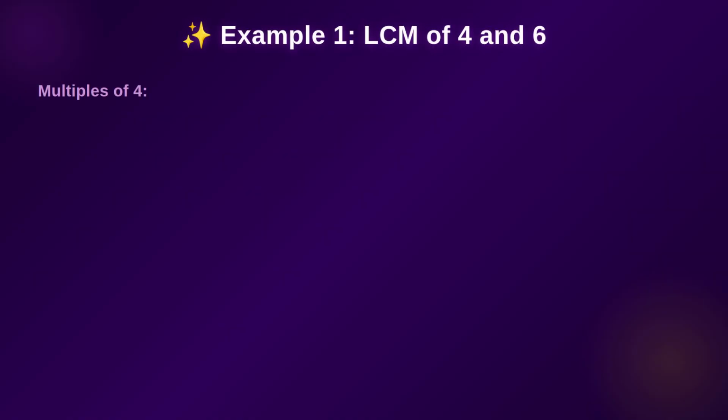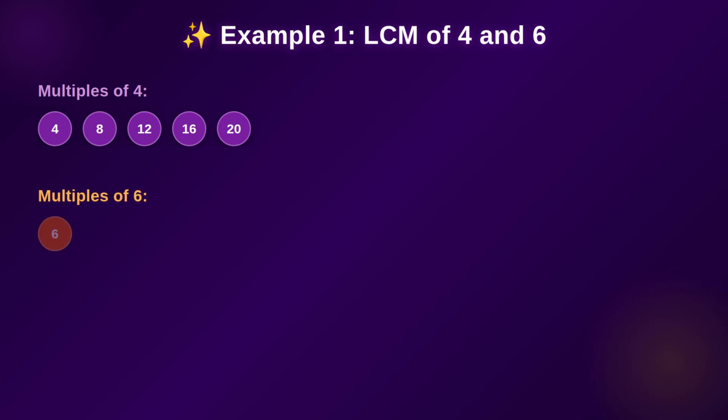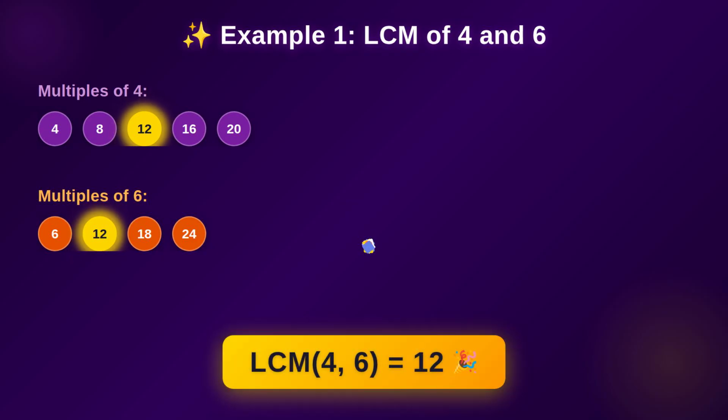Let's try our first example, finding the LCM of 4 and 6, using the listing method. Start with multiples of 4: 4, 8, 12, 16, 20. Now list multiples of 6: 6, 12, 18, 24. Scan both lists. Do you see a match? There it is. 12 shows up in both lists. Is there anything smaller? Nope. So the LCM of 4 and 6 is 12.